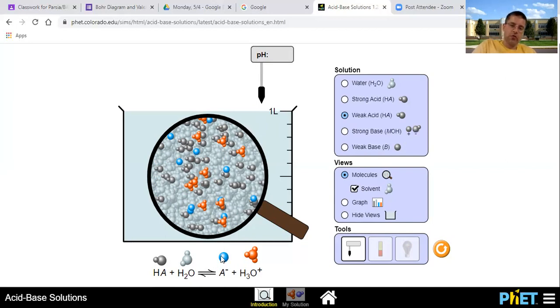Okay. So what do you notice here? A lot of undissociated acid, right? There's less dissociation, even though we put the same amount of acid in as we did with the strong acid. You notice that yes, there's some dissociation. You see some hydronium, but there's still a lot that has not dissociated.